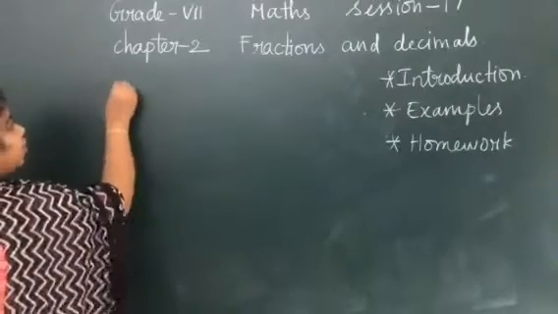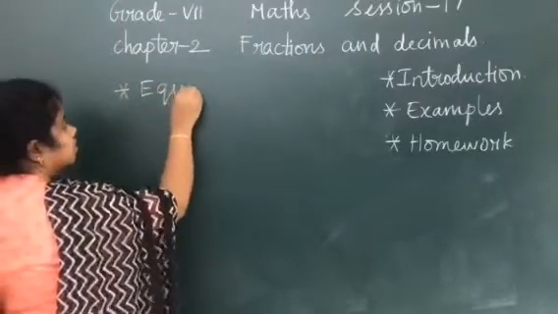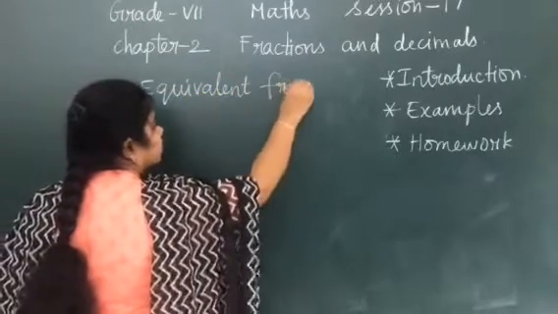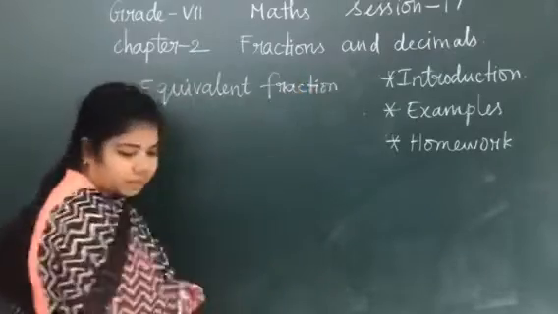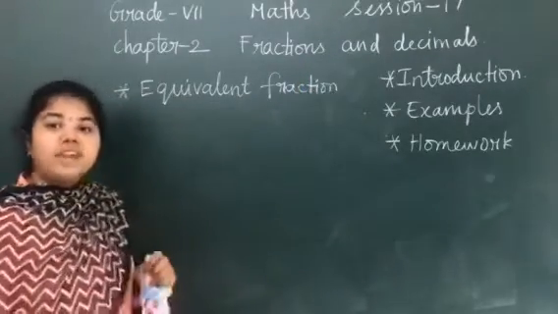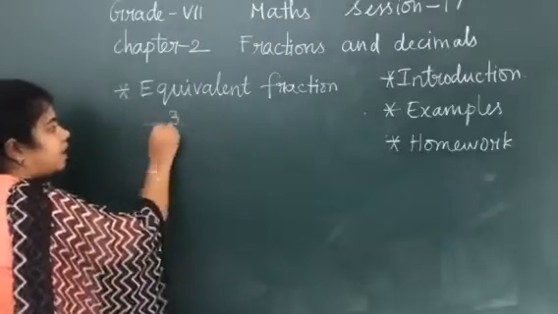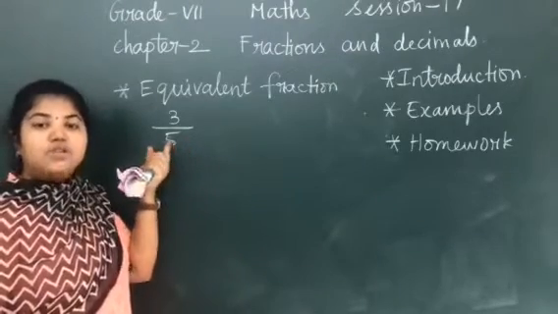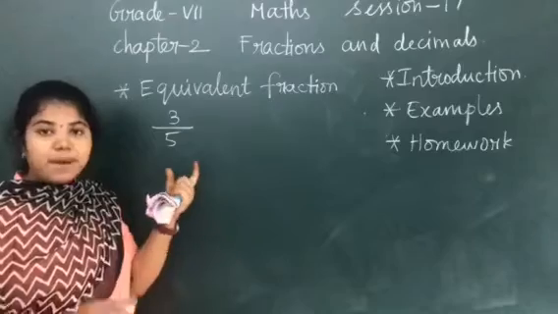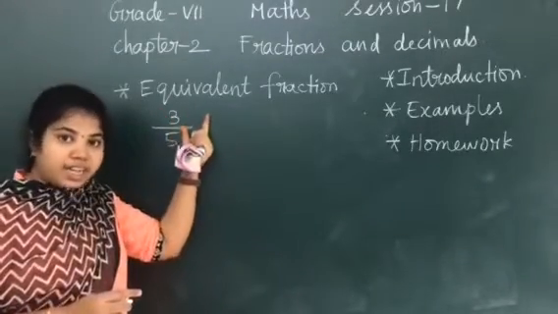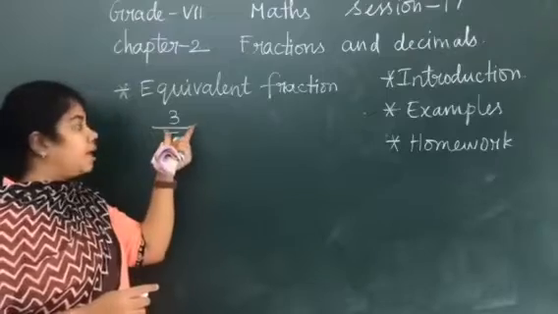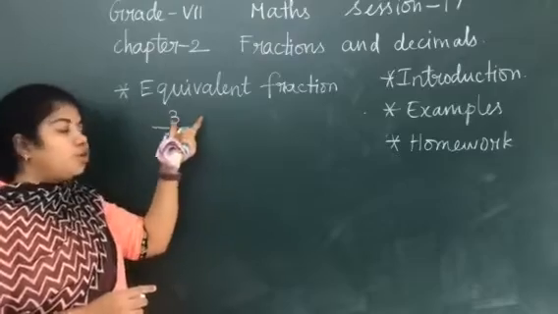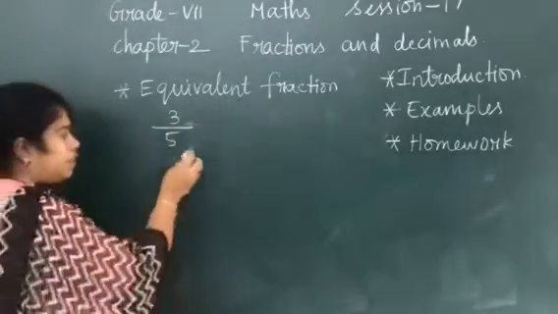The next one is equivalent fraction. What is equivalent fraction? Let me take a number. 3 by 5. I have to find equivalent fraction for 3 by 5. So what I have to do is either multiply a number to the numerator as well as denominator. The same number should be multiplied to numerator and denominator, or the same number should be divided to numerator and denominator. Let me multiply the number 2.